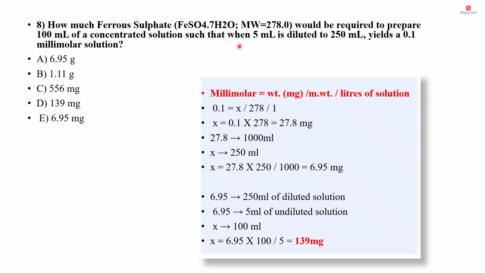So see the question here: 5 ml diluted to 250 ml. So on dilution the amount of drug will not change. So this 6.95 milligram of ferrous sulfate will be present in 5 ml of undiluted solution.